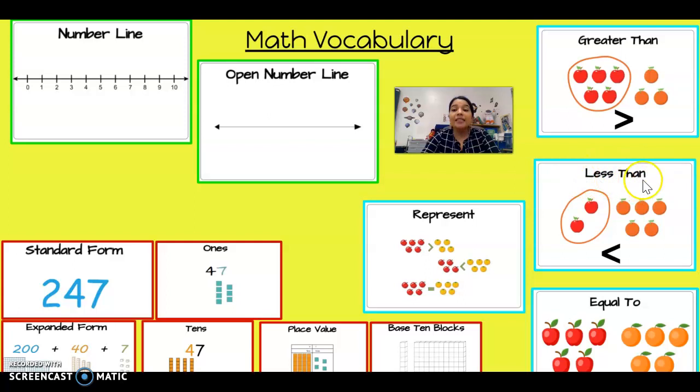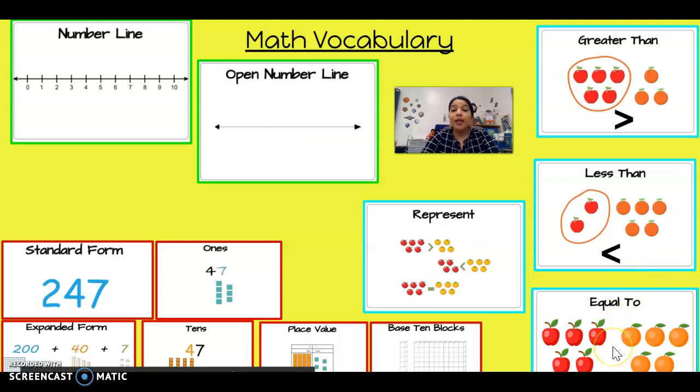Less than. Less than is when we want to know what number is less, has a smaller value. So here we have 2 apples and 5 oranges. So we know that the number of apples is less than the number of oranges. This is the less than symbol.